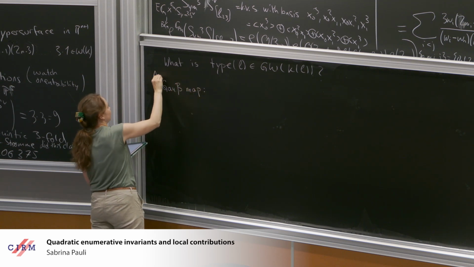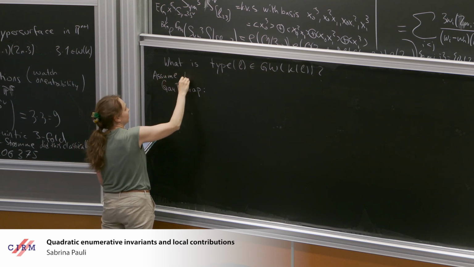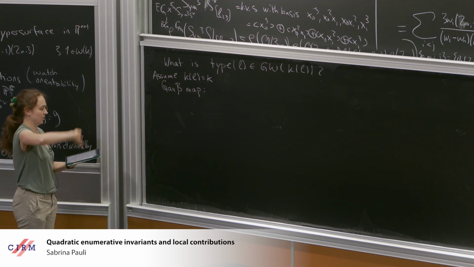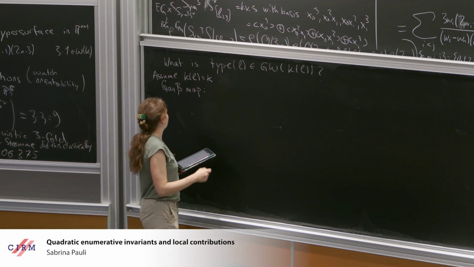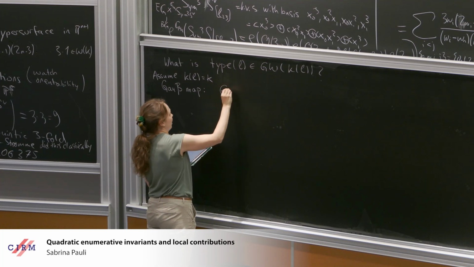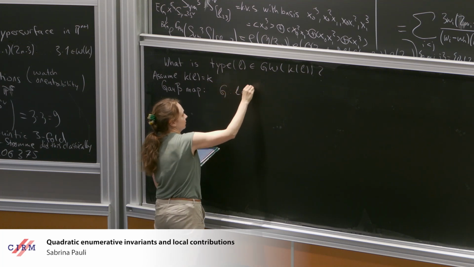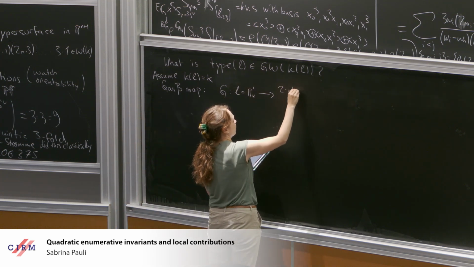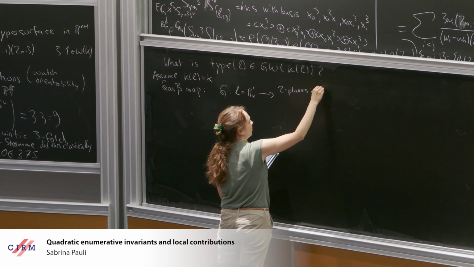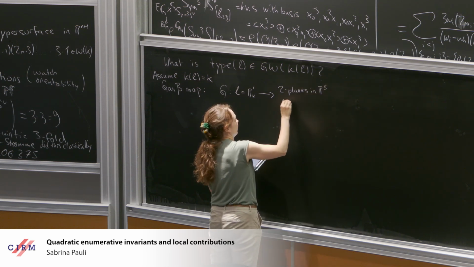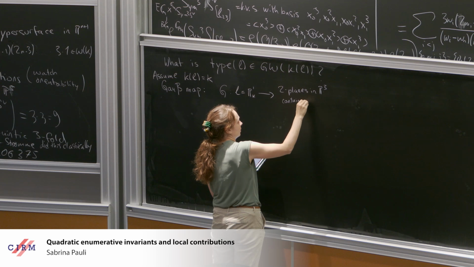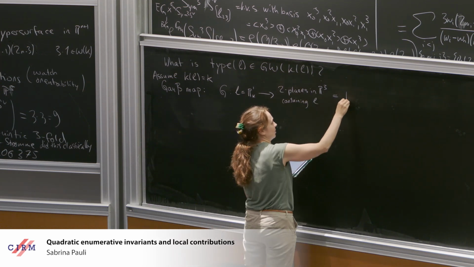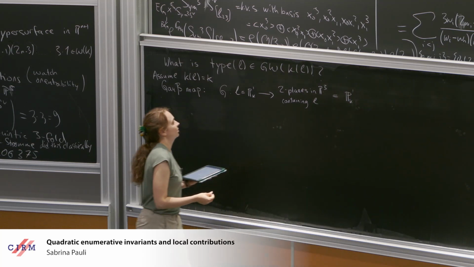Let's first assume that the field of definition of L is actually K, otherwise you just base change. Then let's look at the Gauss map. Let's call it G, from L, which is just P1 over K now. And now we want to map to the two planes in P3 containing L. But if you stare at this, this is actually parameterized by P1. So you get the map from P1 to P1.